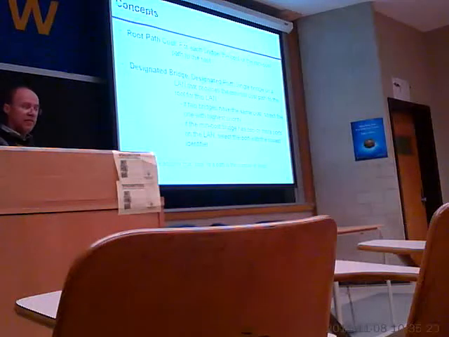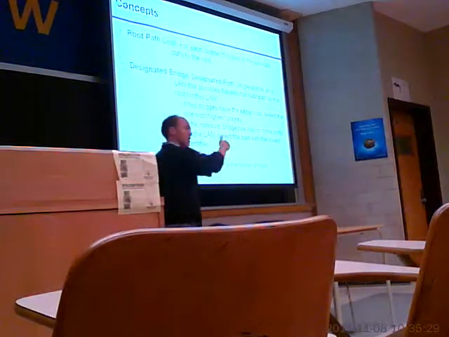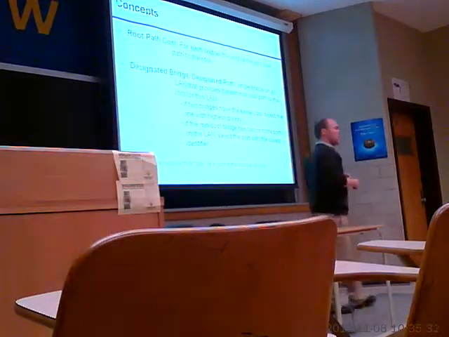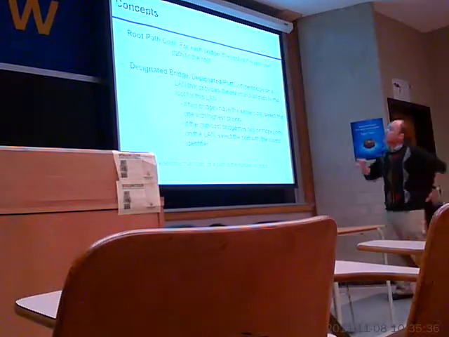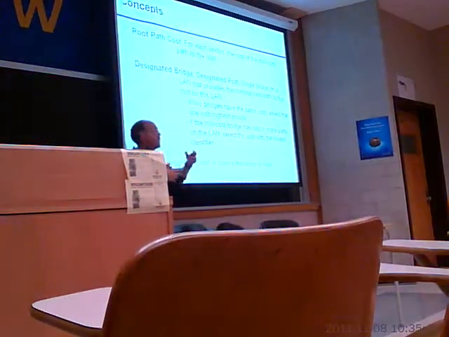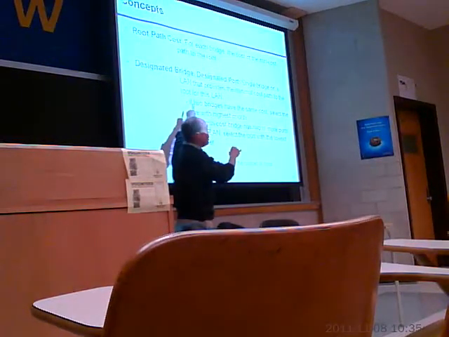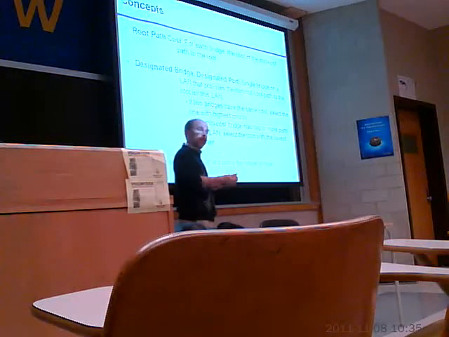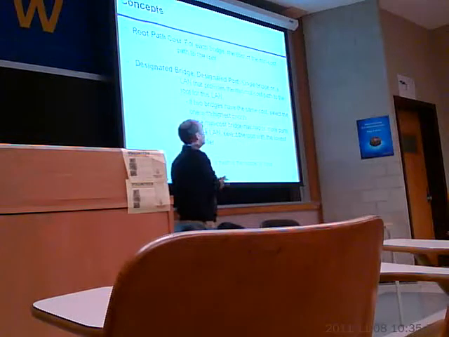More terminology. The root path cost. Root path cost is the number of hops. Then there is the designated bridge and the designated port. I will explain what a designated bridge is. For each LAN there is a designated bridge. This is the bridge that carries traffic towards the root, upstream in the tree.